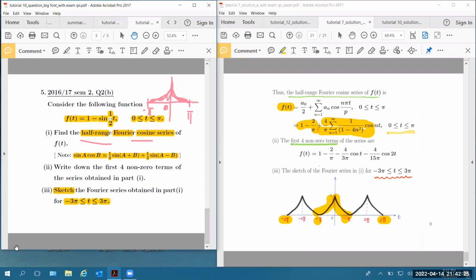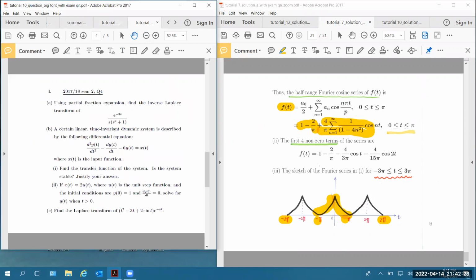So now let's take a look at another problem. The question is on your left side. Use partial fraction expansion to find the inverse Laplace transform of this expression. Okay, let's do part A. Use partial fraction and find the inverse Laplace transform of this. You see, they give you a hint to use partial fraction.